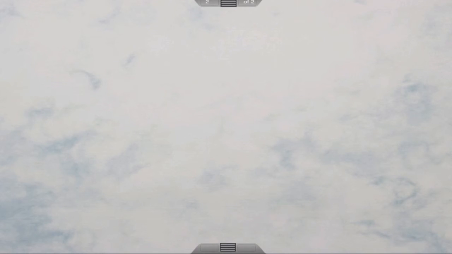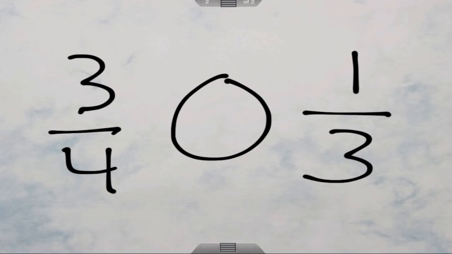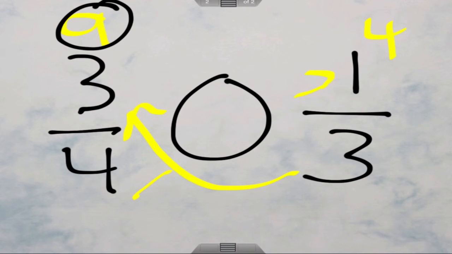Let's try another. So let's say I have 3/4 and I have 1/3. Now this one you could probably figure out in your head which one's bigger, but let's just try cross multiplying. 3 times 3 is 9. 4 times 1 is 4. So if you look at it, 9's bigger. So 3/4 is bigger than 1/3.